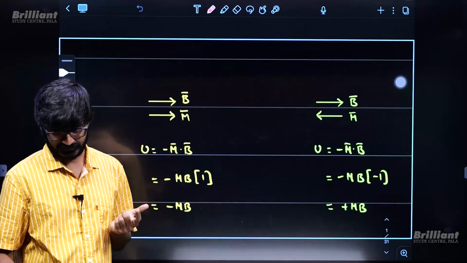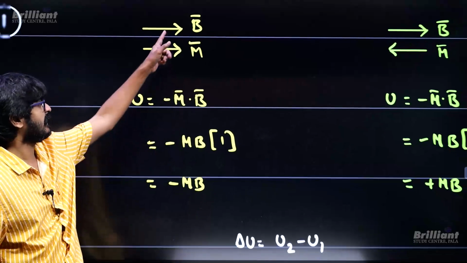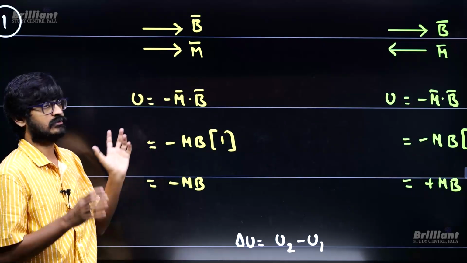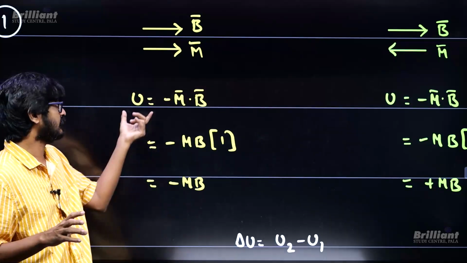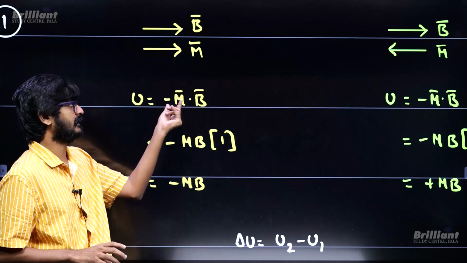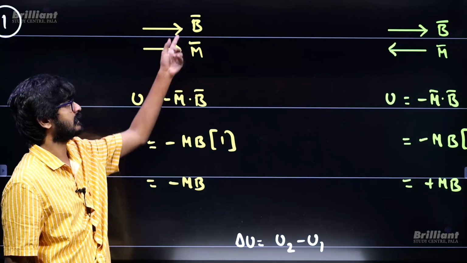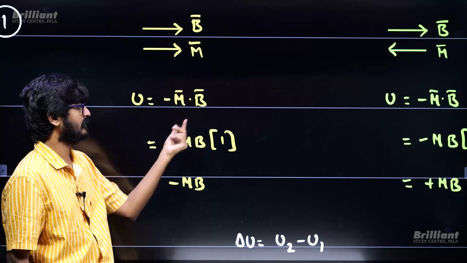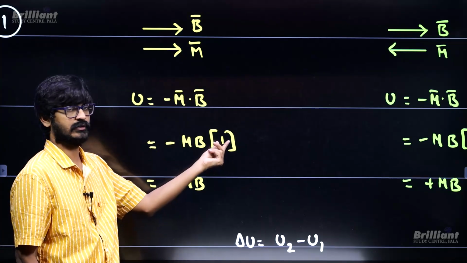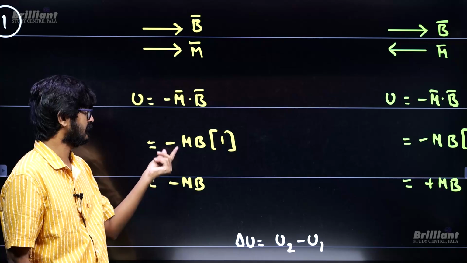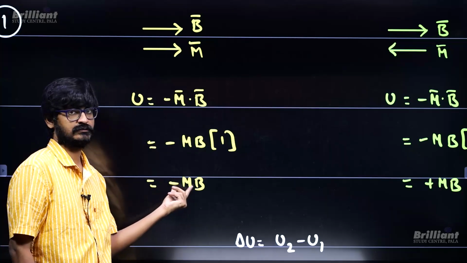So they said initially it is like this, magnetic field and magnetic moment are parallel. So when you go with that analogy, potential energy will be turning out to be minus m bar dot b bar, both are in the same direction. So m bar dot b bar will be m into b into cos 0, which is 1. So minus will be coming. So initial potential energy is minus mb.